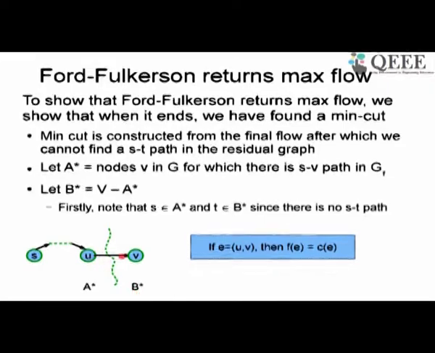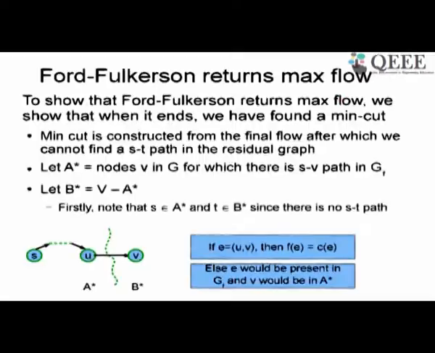So therefore, if there is a forward edge like this in the graph, from U to V, then the flow must saturate this edge. Why? Because if it is not saturating this edge, then there is a balanced residual capacity on this edge, c_e minus f_e, which is greater than 0. That balanced capacity will result in having an edge in the residual graph G_f. If there was an edge in the residual graph G_f, then U is reachable from S, which we know because U belongs to A star.